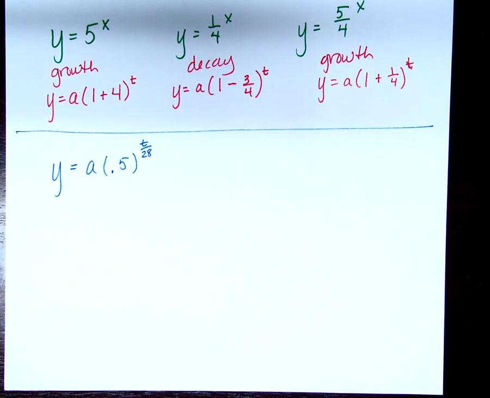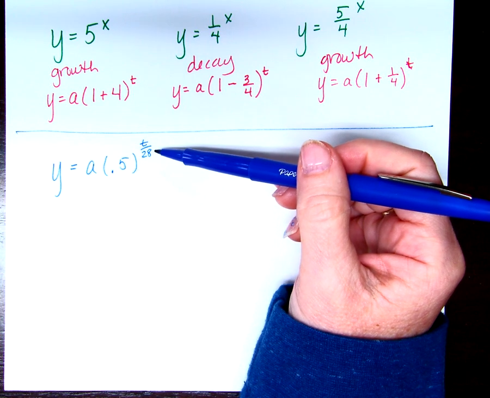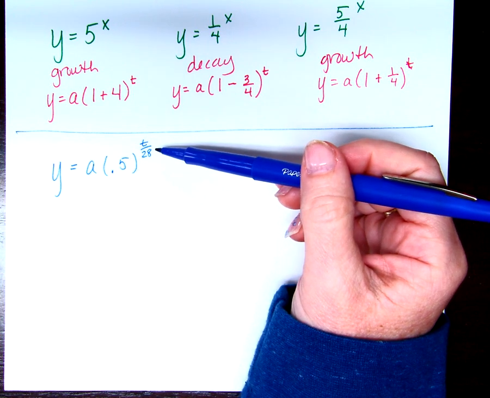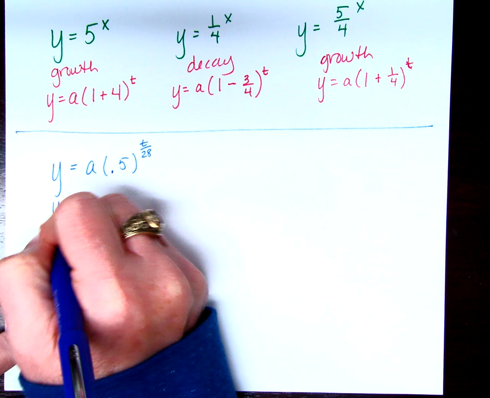Do you see why I said it becomes a problem? Why is this a problem? Why is this an issue? Yeah, we can't have anything in our exponent except for t or x or something like that, but this 28 is here, okay? So can I show you what to do with this? Yes? Okay. Here's what we do with it.